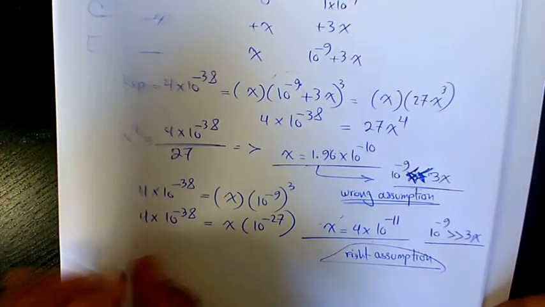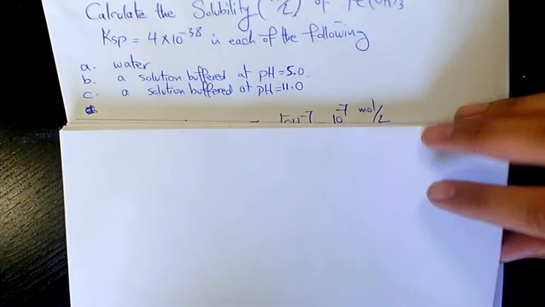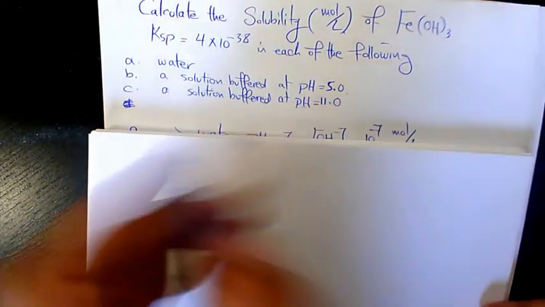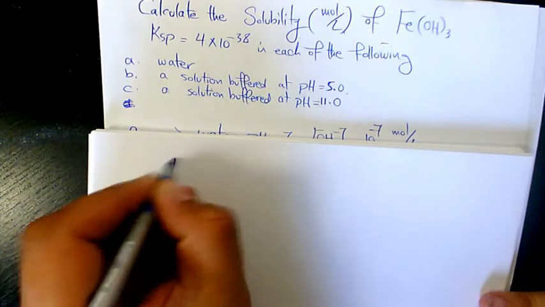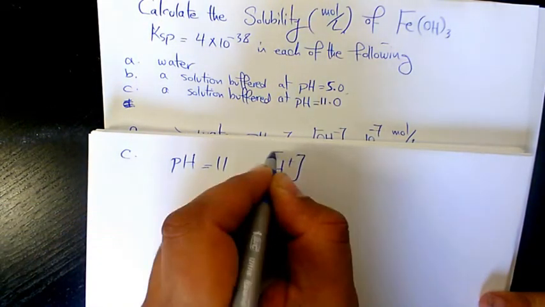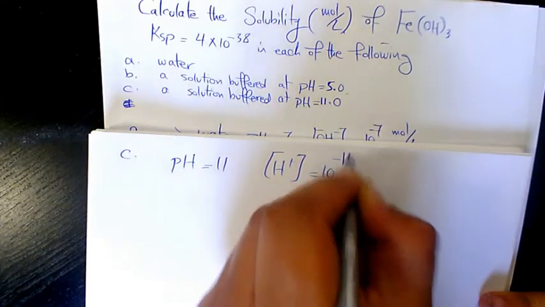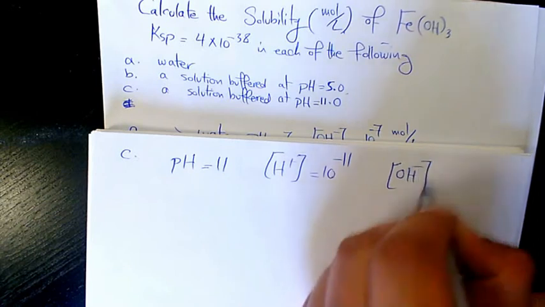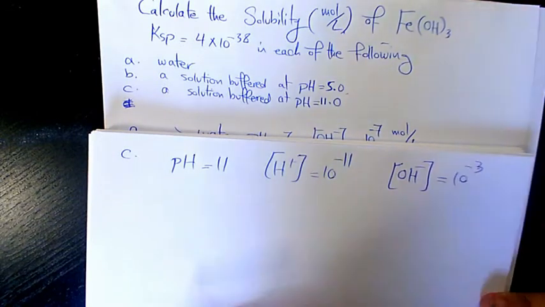Now let's do part C. In part C, we have a solution buffered at pH equals 11. So it means that the concentration of proton is 10 to the power of negative 11. So OH is 10 to the power of negative 3.